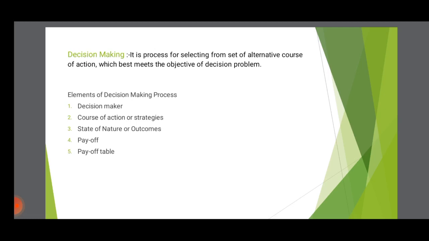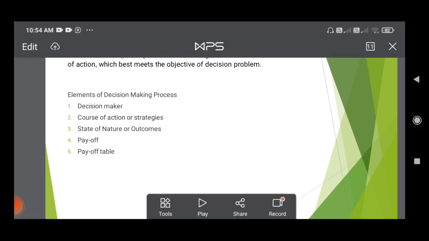First one, decision maker. Decision maker is an individual or a group of individuals who makes the decision. Second point, course of action or strategies. These are the various options available to the decision maker for solving the problem. Example, minimum inventory to be stocked for a sale of a commodity in a given period of time. Thus, we may have S1 strategy for stocking 15 units and S2 strategy for stocking 20 units.